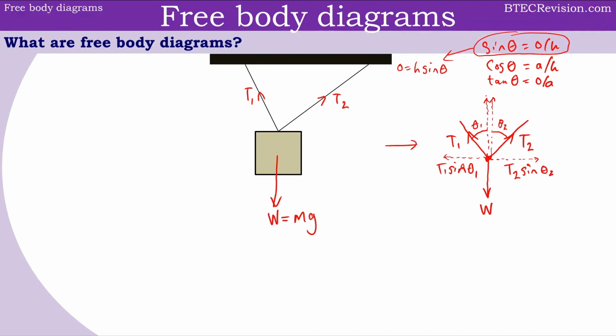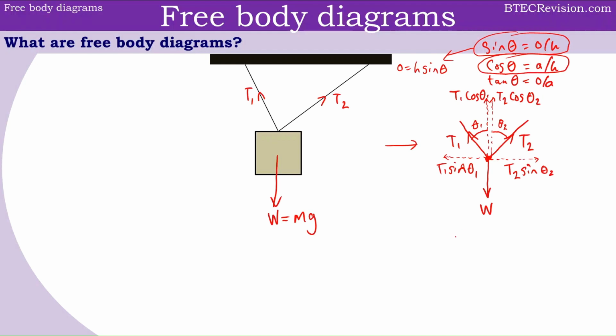Now, looking at the vertical components, we can see we have theta 1 and the adjacent. So we're going to have to use cos theta for that, and rearranging that for adjacent, that would give us adjacent equals hypotenuse times cos theta. For the first tension, that's going to be T1 times cos theta 1. And for T2, that's going to be T2 cos theta 2.